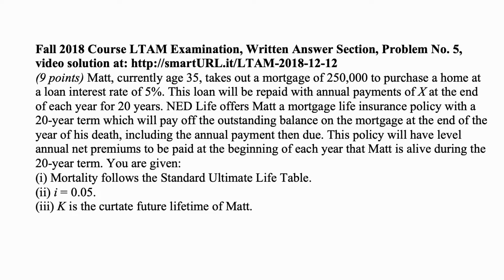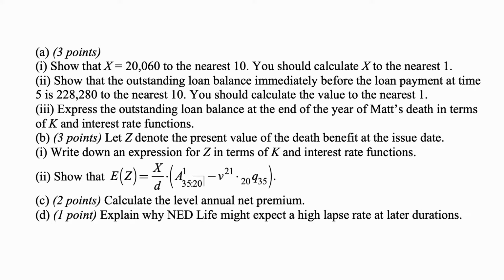You are given that mortality follows the standard ultimate life table. Interest rate is 5%, which is the interest rate used in the table, so that's convenient. K is the curtate future lifetime of Matt. Part A, part 1 says, show that X is equal to 20,060 to the nearest 10. You should calculate X to the nearest 1.